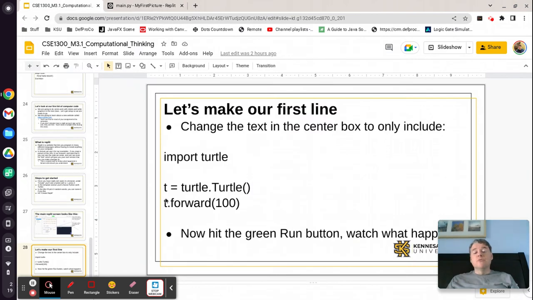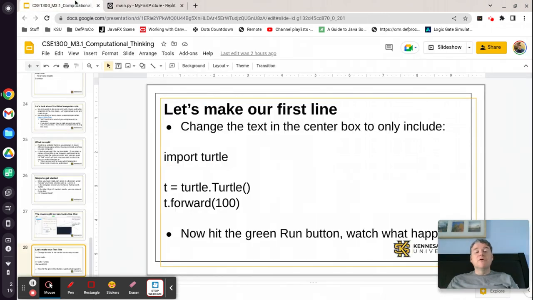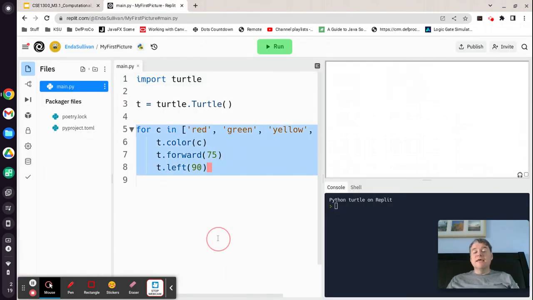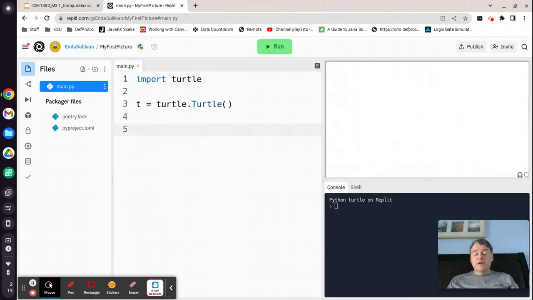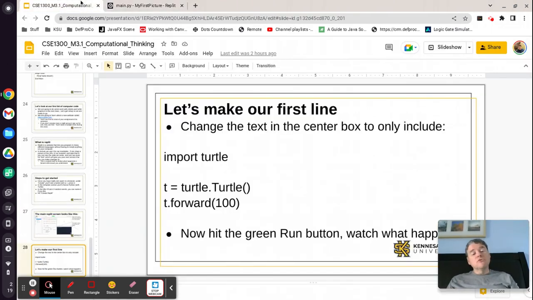They already put that in there for me, so I'm just going to leave it. Likewise, the second line told me to say t equals turtle.turtle, and that's also in there automatically for me, so I'm just going to leave that. The only thing I really have to change is I need t.forward(100). And there's some other junk down here that they gave me that I'm just going to get rid of. So I'm going to type in what I was told to, which was t.forward, and then parentheses 100.